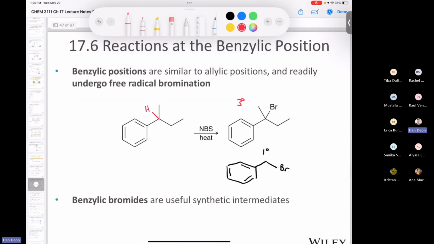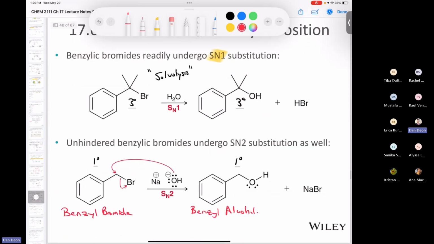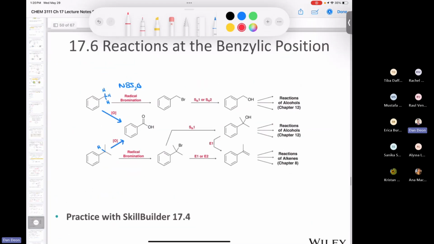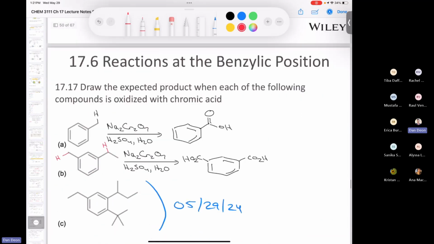Anyhow, then we talked about free radical bromination at the allylic position with NBS, N-bromosuccinimide, and heat. And we talked about all the synthetic utility of that last class. We talked about elimination, substitution, and how chapters like 12 and 8 can come up because we're dealing with alcohols and things like alkenes. Okay.